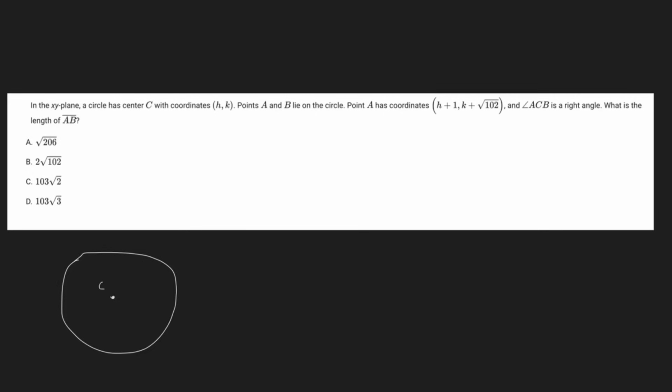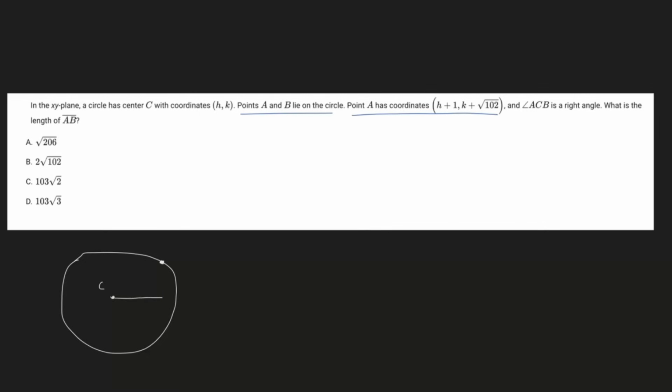With coordinates (h, k), points A and B lie on the circle, and point A has the following coordinates: h plus 1, k plus square root 102. So that's an interesting way of depicting point A. But since we know point A is somewhere on the circle, let's just label point A like here. We know what this plus 1 represents in relation to (h, k), and we know (h, k) is the center, right? So this is our center, and so point A has the coordinates of h plus 1, so h determines the x-axis location.